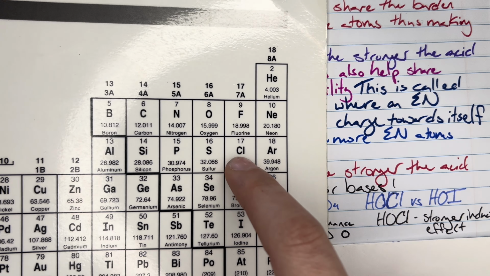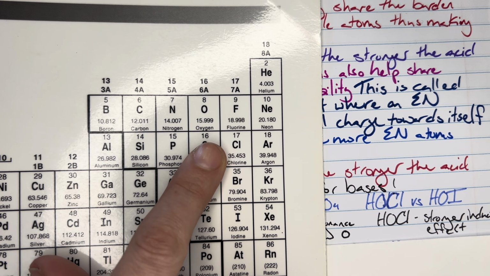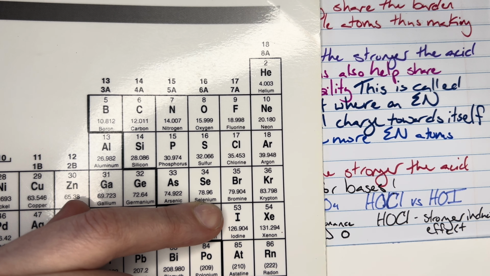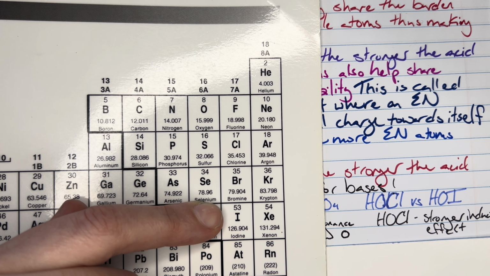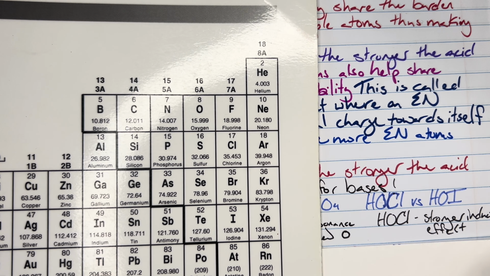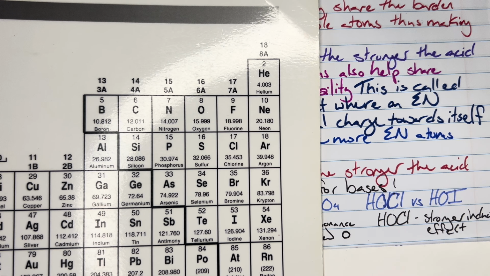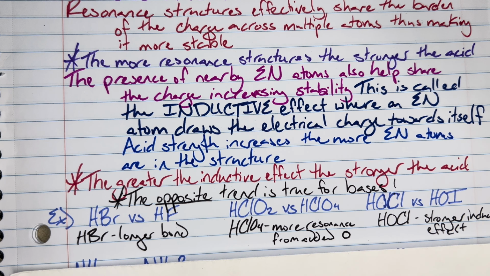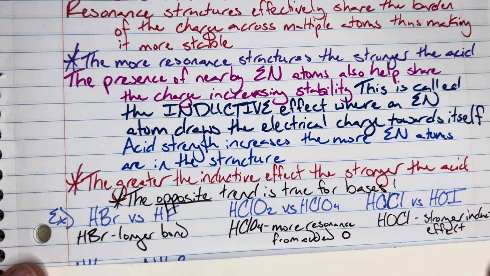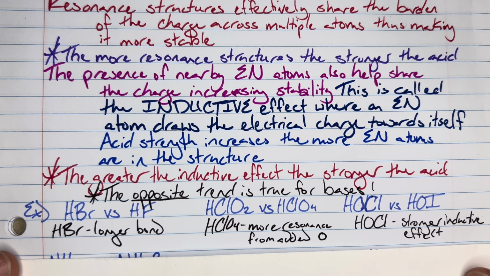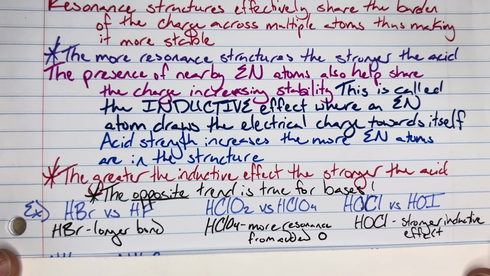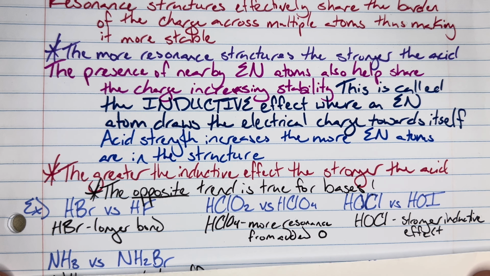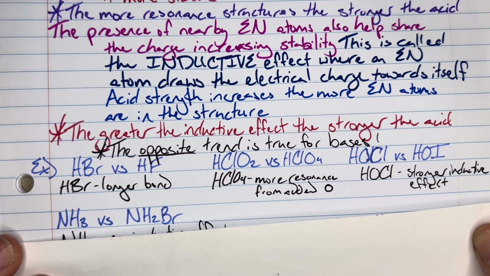And then for HOCl versus HOI, I am going to have a stronger acid from HOCl, coming from the electronegativity difference between chlorine and iodine. Iodine is a less electronegative atom overall versus chlorine, and thus it will do a worse job maintaining the burden of the additional charge, and so I will have my HOI be weaker because of a weaker inductive effect.